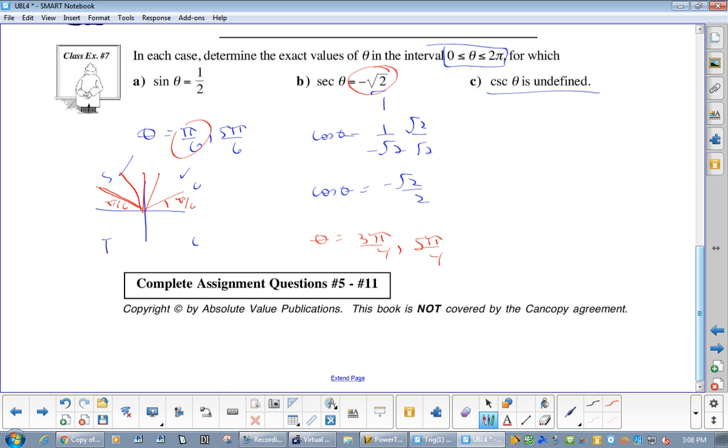Cosecant is undefined. So this is what you should be thinking right now: that's synonymous with undefined, 1 over 0. Cosecant's buddy is sine theta equals 0. Where does sine theta equal 0? What radians? It's here and here, right? 0, pi and 2 pi.